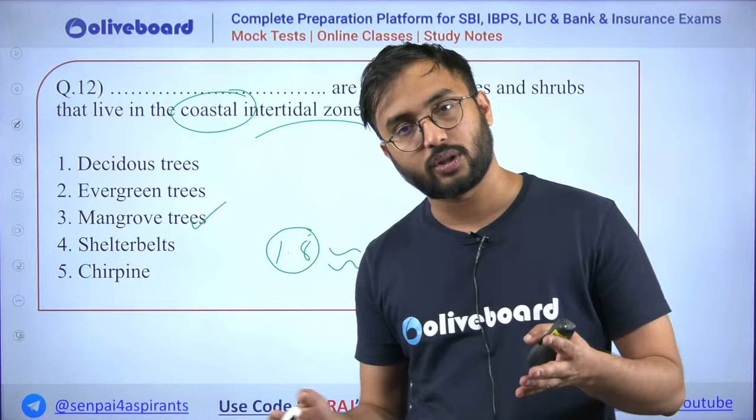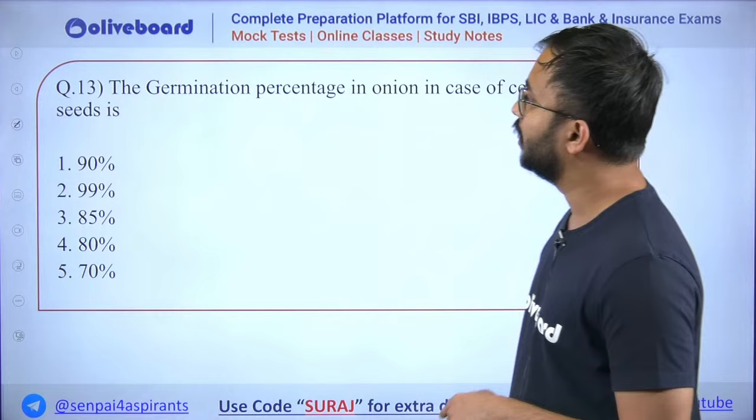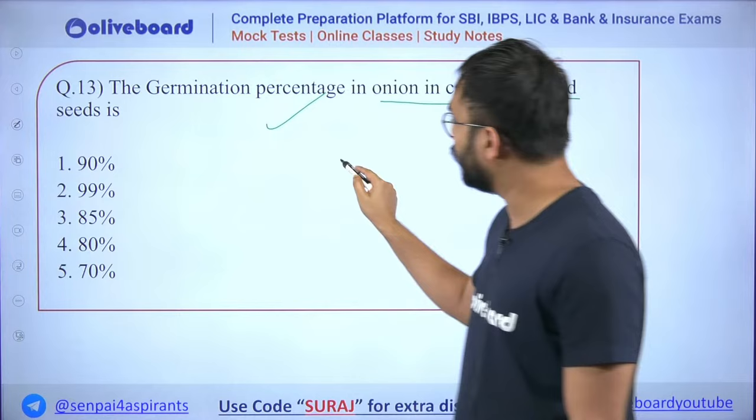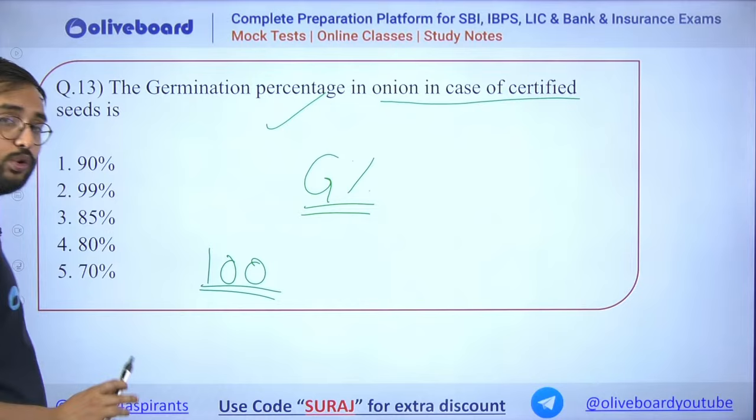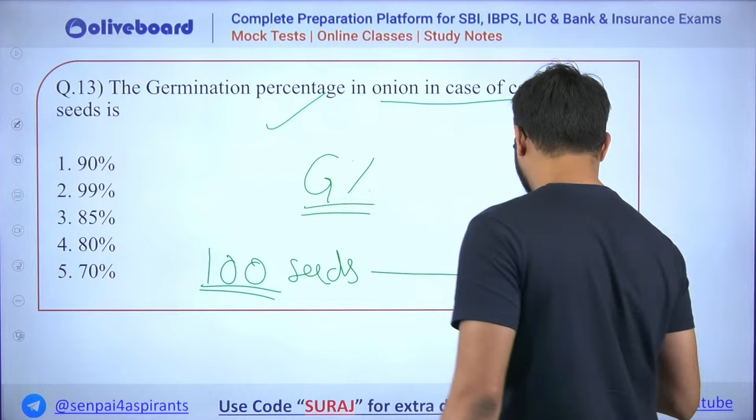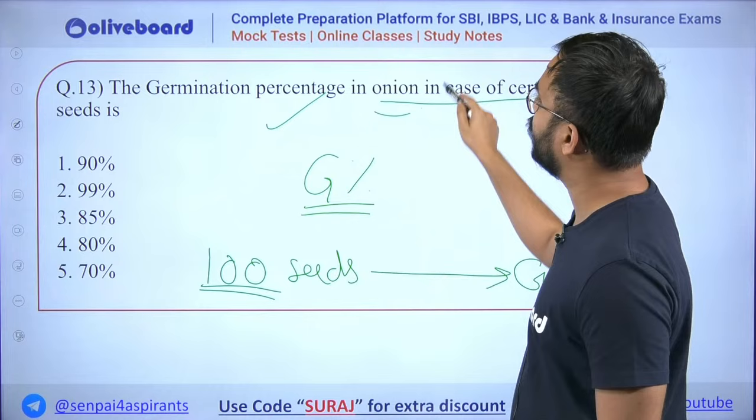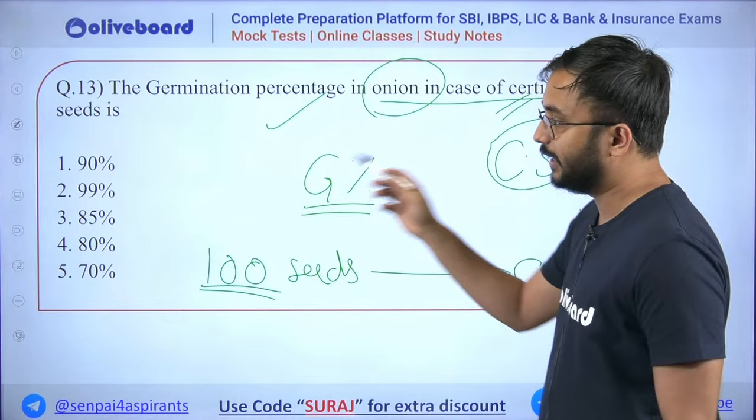Okay. Next. The germination percentage in onion in the case of certified seeds is how much? So what does germination percentage mean? Suppose I plant 100 seeds, out of these 100 seeds, how many seeds will germinate? That is called germination percentage. So what is the germination percentage in case of onion when we are looking at certified seeds? 90%, 99%, 85%, 80% or 70%.